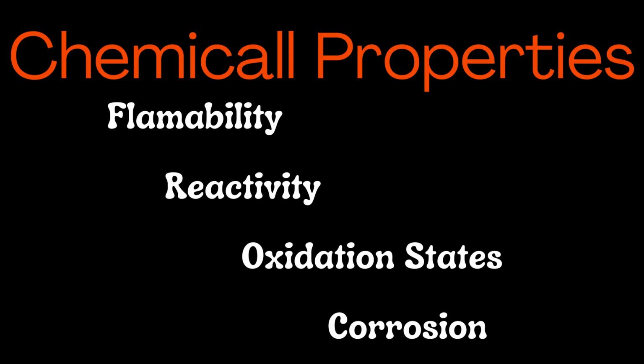Chemical properties. Chemical properties describe a substance's ability to undergo changes that transform it into different substances. These properties are crucial for understanding how substances interact and react with each other. Key chemical properties include flammability, the ability of a substance to burn in the presence of oxygen.